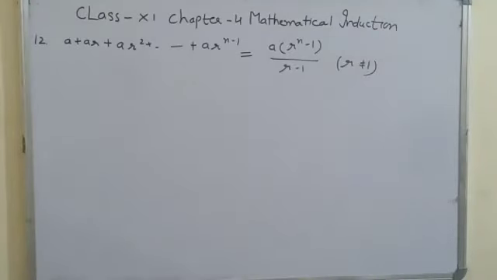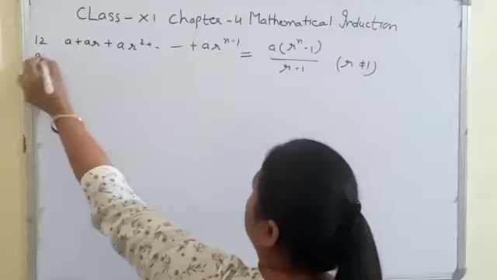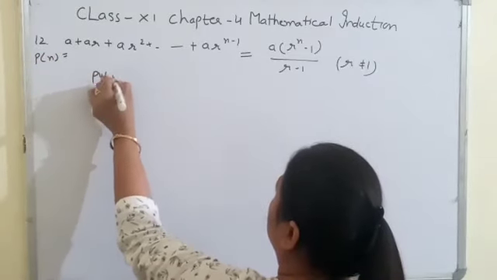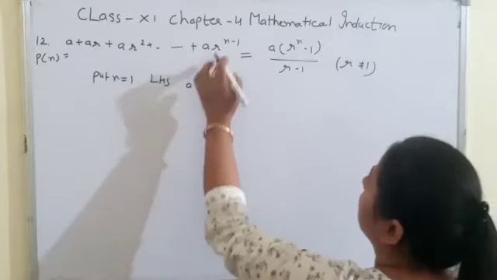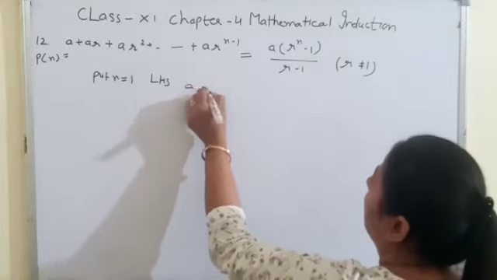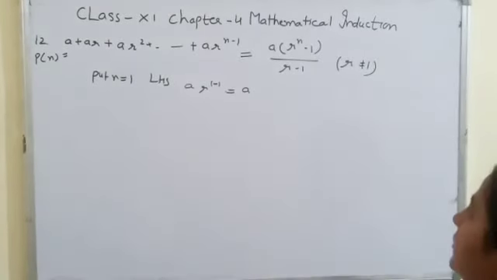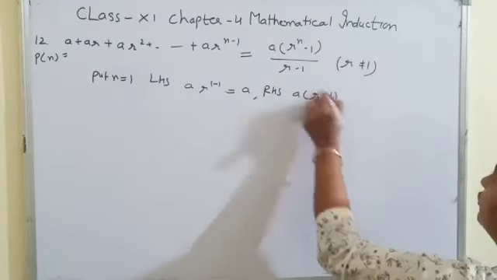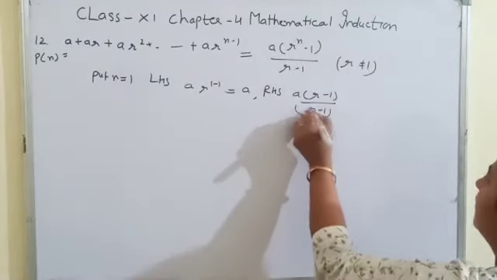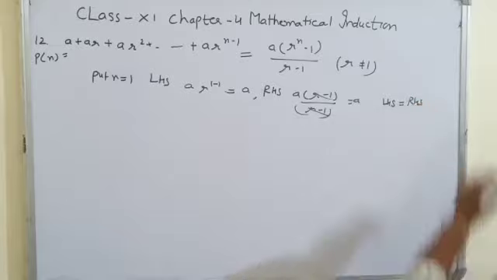Now we have to prove it. This is r power n minus 1 here. So firstly we will check it for n equal to 1 at the left hand side. a r power 1 minus 1, r power 0 here. So what is the value here? r power 0, that is 1, and result is a. And let's check it for the right hand side. a into r minus 1 power n here, so it is 1, r minus 1. When these are cancelled, it will be equal to a. So we can say that left hand side is equal to right hand side.